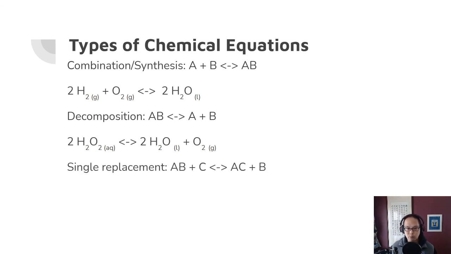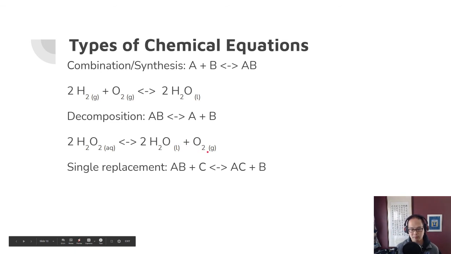Single replacement is when AB plus C yields AC plus B. It's called single replacement because it's like a home wrecker, right? This C comes in, replaces B, B gets kicked to the curb. So that's single replacement. AB plus C yields AC plus B.